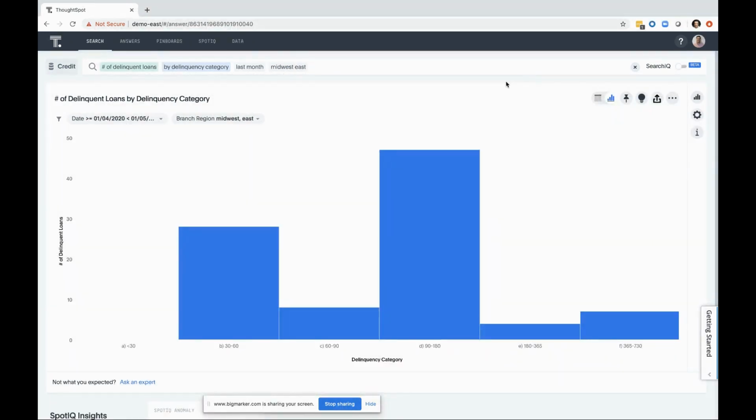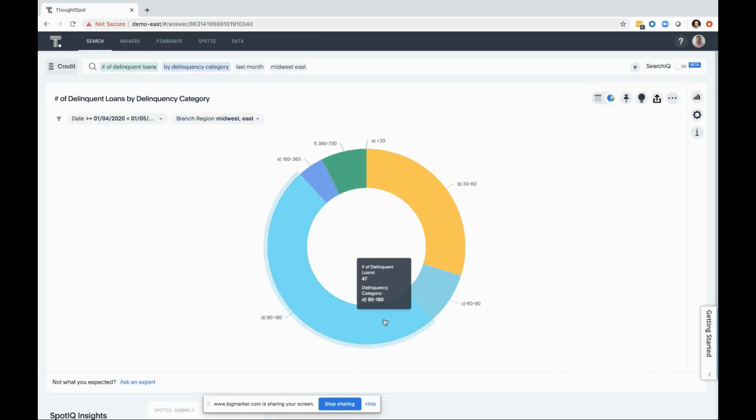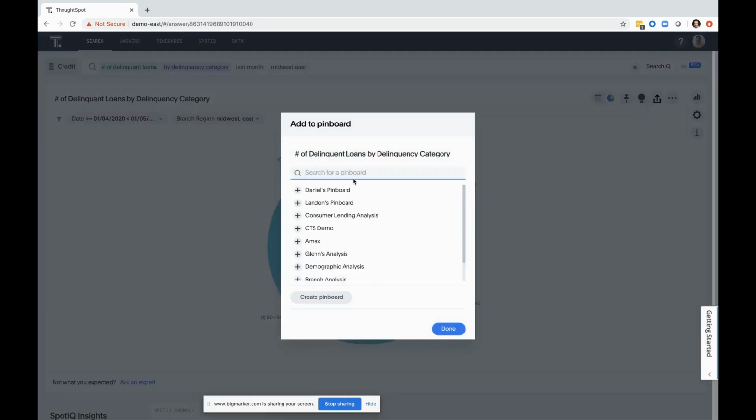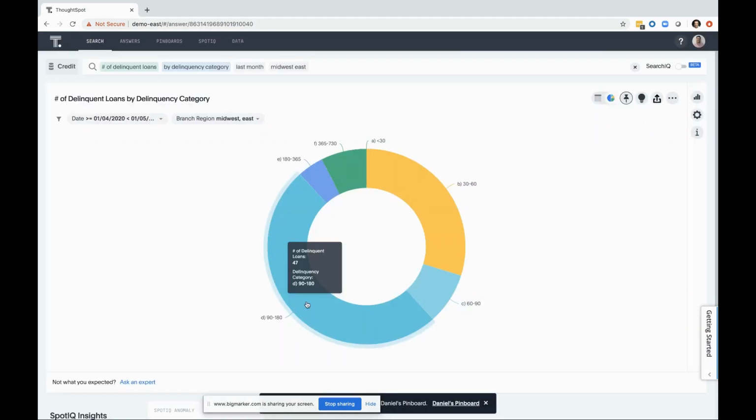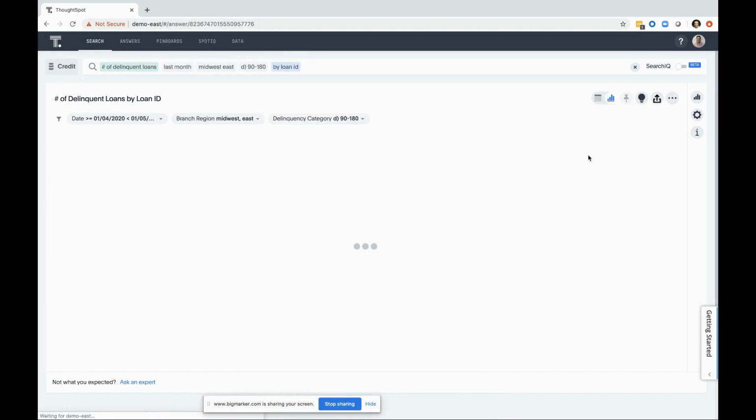This is immediately showing an outlier. Those who are 90 to 180 days delinquent really stand out in terms of the percentage difference. You can see that that's making up almost half of all of the cases. So we might want to look into these and identify the borrowers. Before I do that, let's pin it to the pinboard again, save it for later use, and then drill into these 90 to 180 days and look at all of the loan IDs.